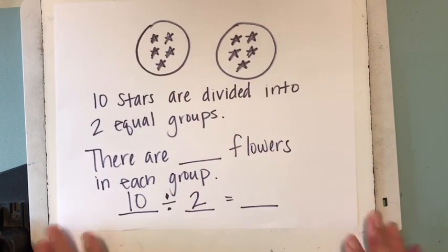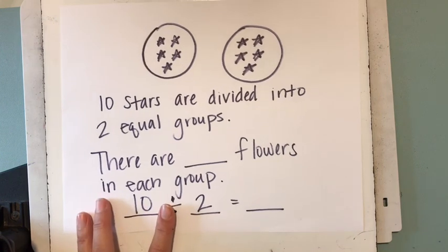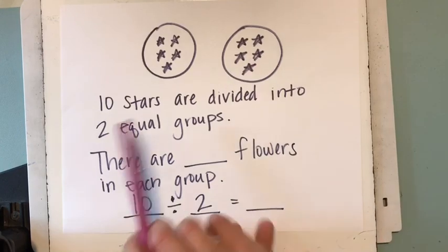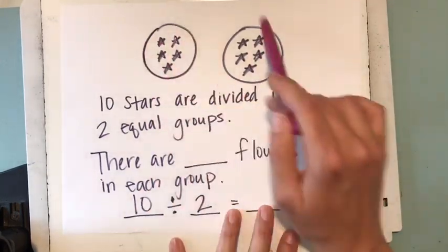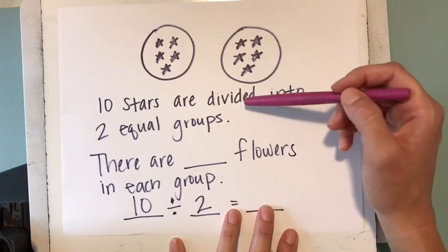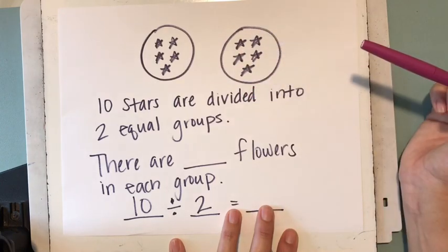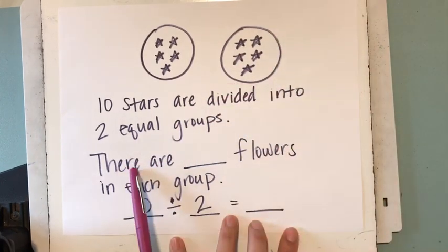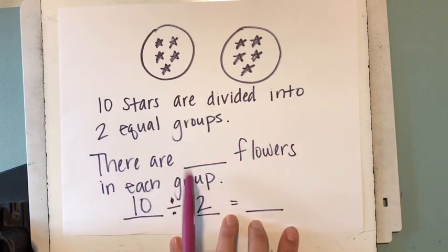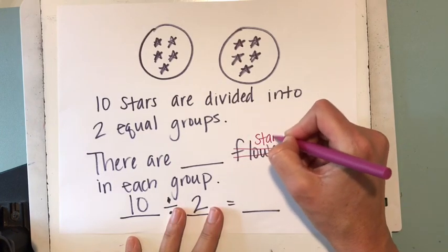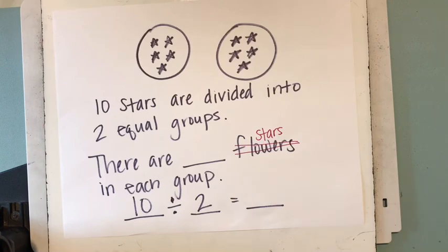Okay, now it's your turn. Now we're going to practice, okay? I need you to get your whiteboard, your expo marker, and your eraser. Pause if you need to get that stuff. All right. So we have 10 stars here. 10 stars in total, all together. And we're going to divide these stars into 2 equal groups. 1, 2. So this is the question. There are blank stars in each group. How many stars are in each group?